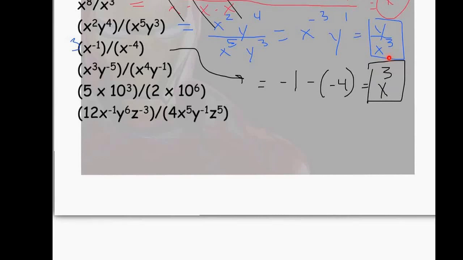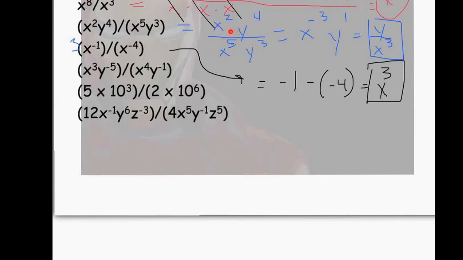Something to keep in mind is if you don't know whether the variable is going to end up in the numerator or denominator, look at this problem. Go back here. We have a 2 and a 5. Where is the bigger number? 5 is the bigger number. So when we're all done, that's where the x is going to end up. It ends up wherever the bigger number, the bigger exponent, starts.